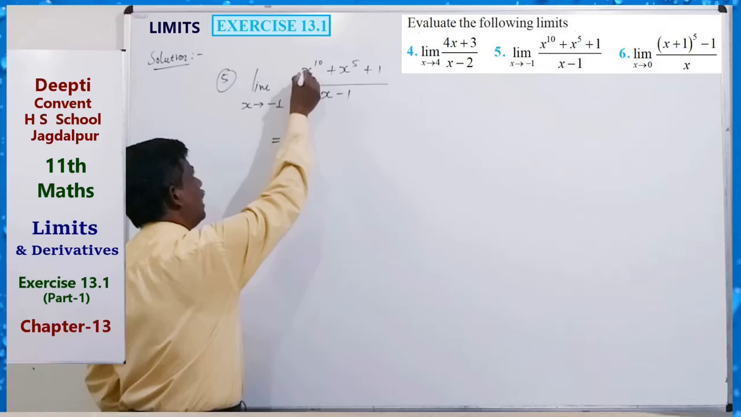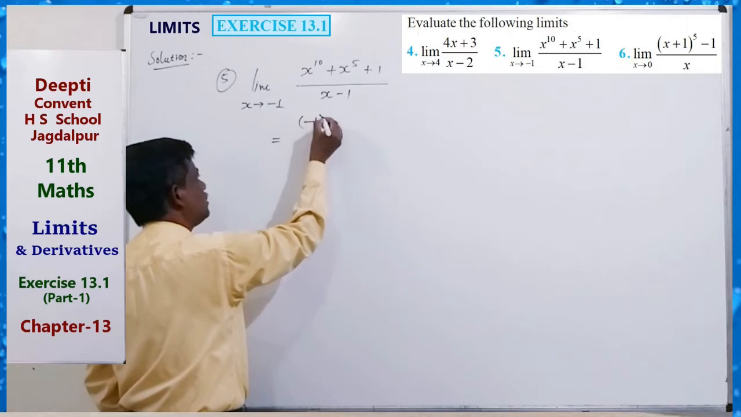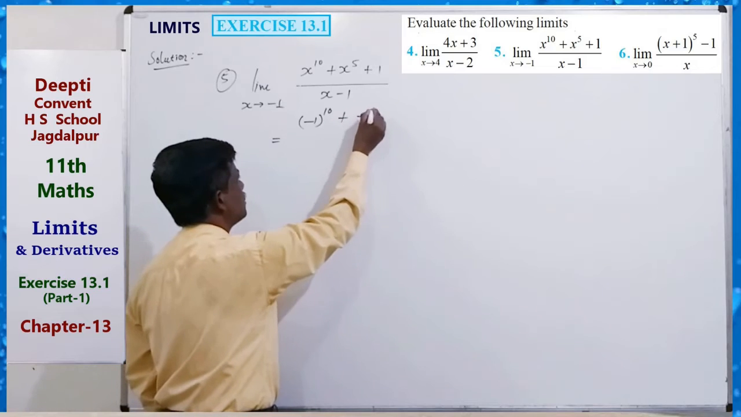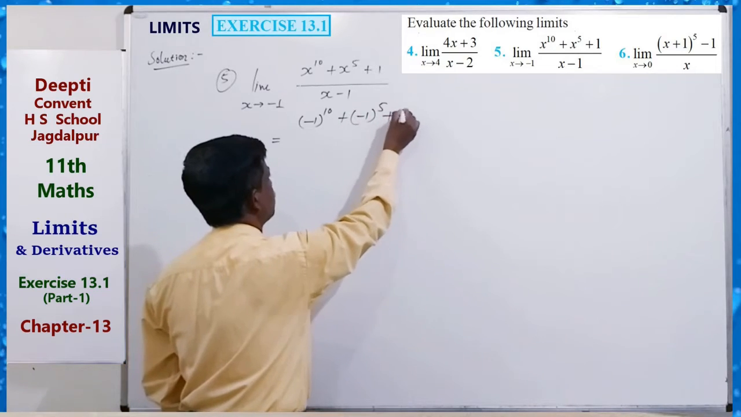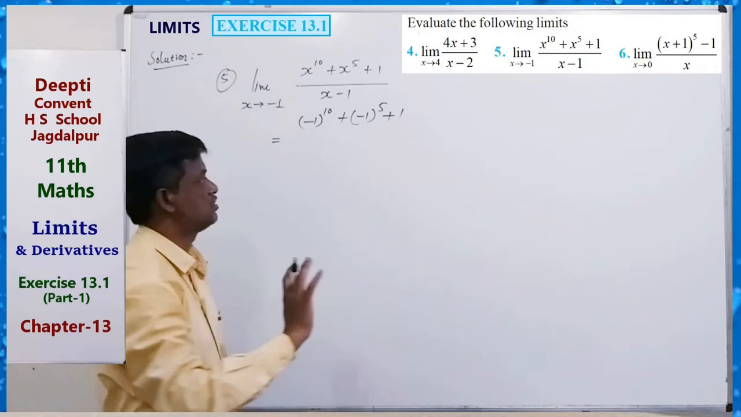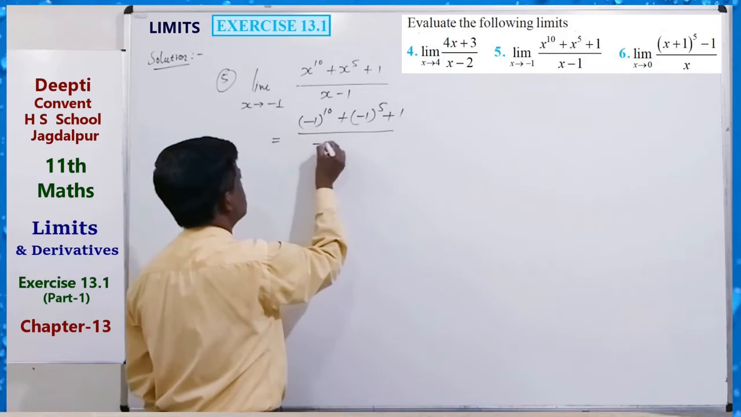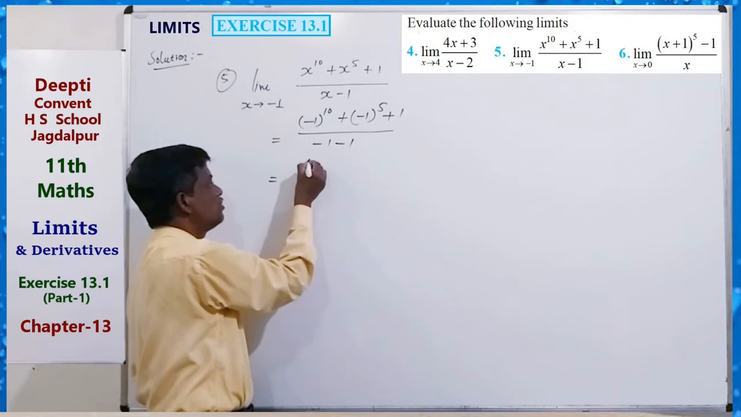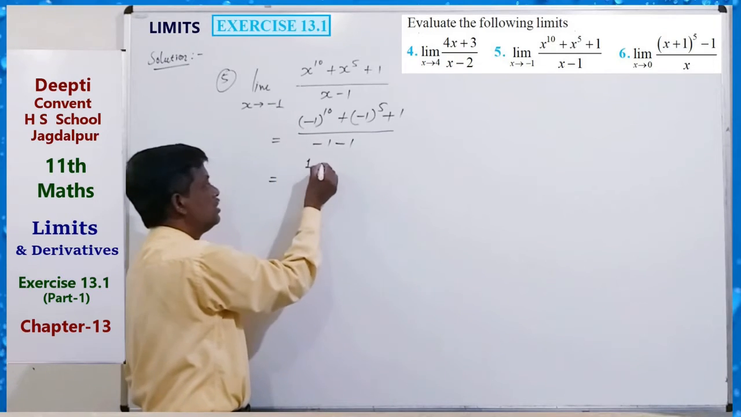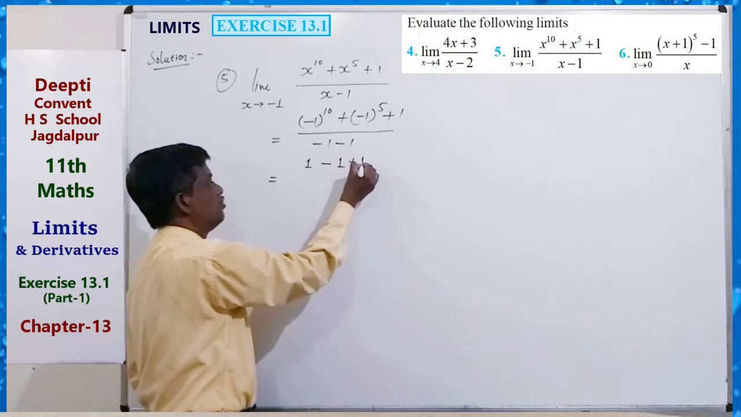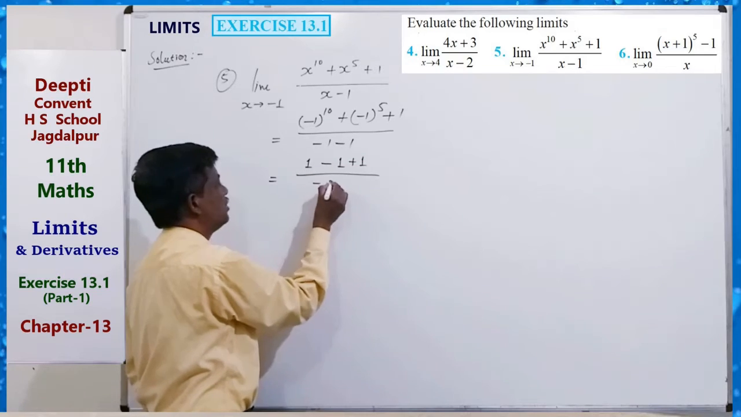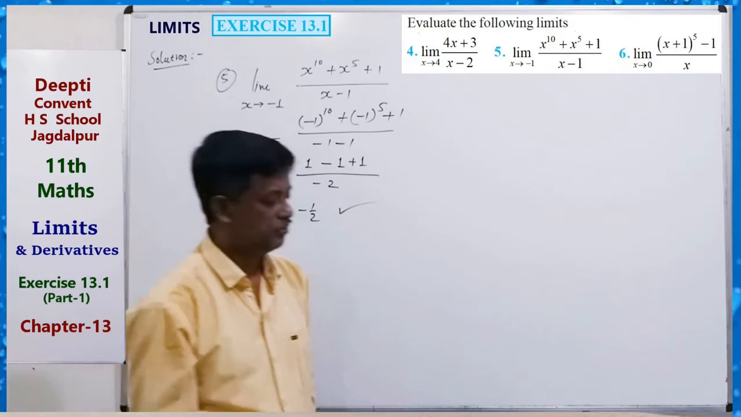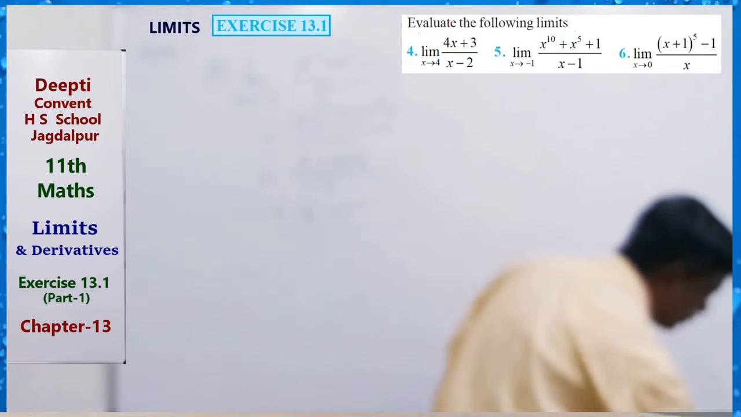In place of x, put x equal to minus 1: minus 1 to the power 10 plus minus 1 to the power 5 plus 1, upon minus 1 minus 1. Minus 1 to the power 10 is 1, because it is an even power. Here, minus 1 plus 1. So 1 upon minus 2, that is minus half. Minus half is the limit. This is definite.